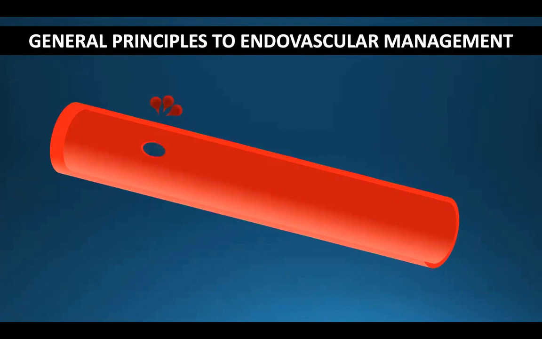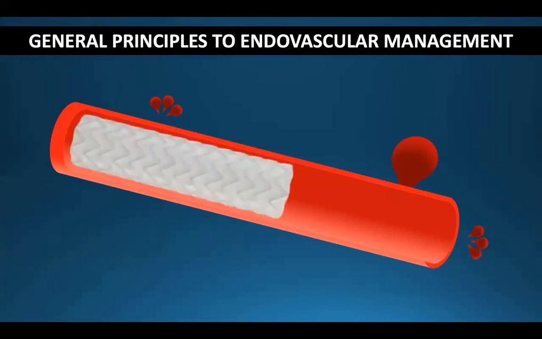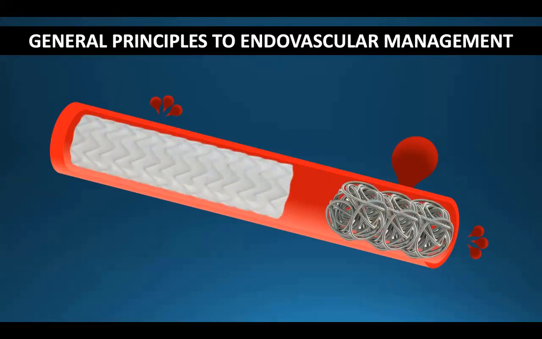The vessel could be injured by perforation, pseudoaneurysm, or transection. For example, we may be able to put in a covered stent or coil embolize across a defect. The concept is pretty straightforward. It's the execution that can get a little more difficult.